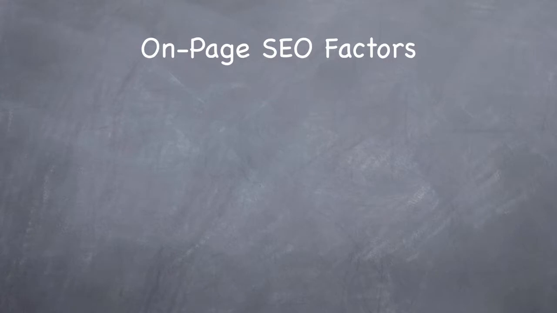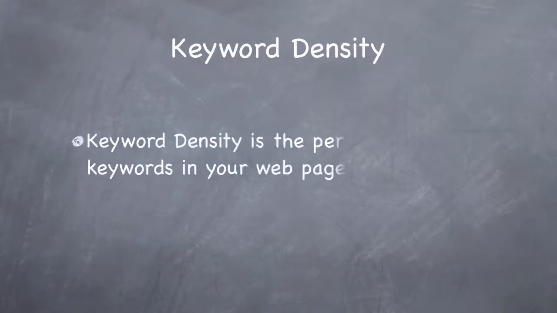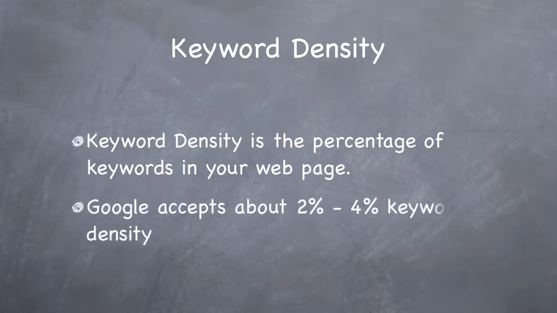Okay, so now two things when talking about on-page SEO. There's keyword density and keyword placement. And keyword density is the percentage of keywords in your web page. So take the total number of keywords divided by the total number of words, and that will give you the keyword density. Now, Google's maximum that they'll allow is about a 2 to 4% keyword density, so you want to make sure that it's in that range. So like about 2 to 3% would be the best.